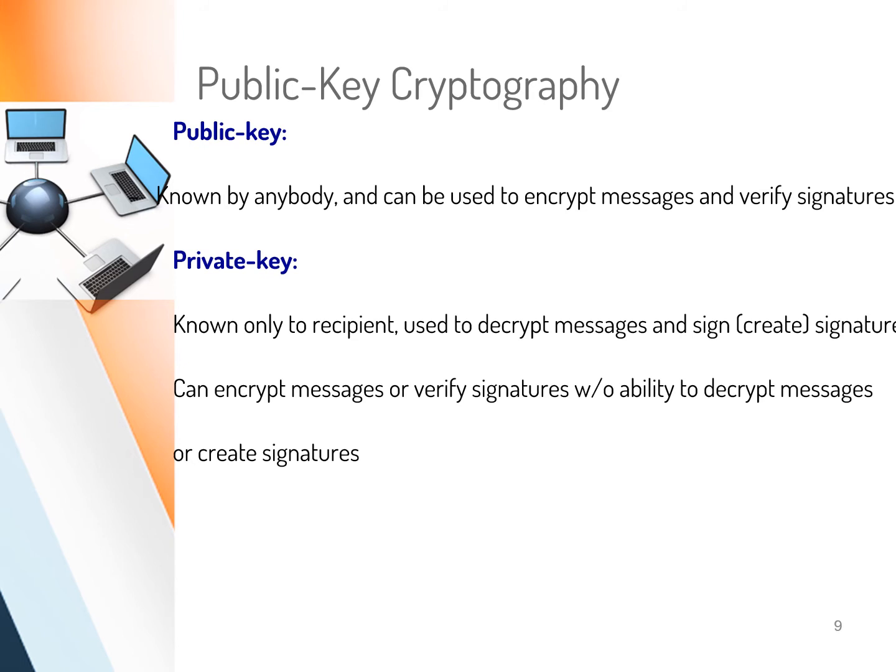So public key cryptography is divided into two keys, the public key and the private key. The public key is known by anybody and can be used to encrypt messages and verify signatures, whereby the private key is known only to the recipient and is used to decrypt messages and sign or create signatures.